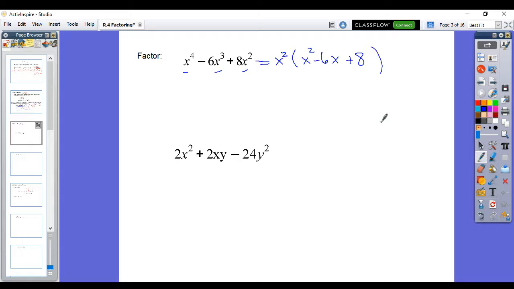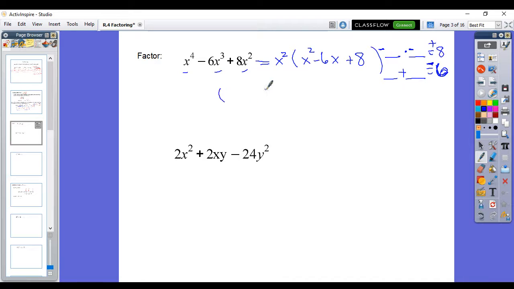Now, the question is, what times what gives me 8, and then what plus what? Those same numbers give me 6, negative 6 to be exact. So here's the thing, these two numbers are adding up to be a negative 6, but they multiply to be a positive 8. How can we get two numbers to add up to a negative, but then also multiply to be a positive 8? Well, we do that by them both being negative.